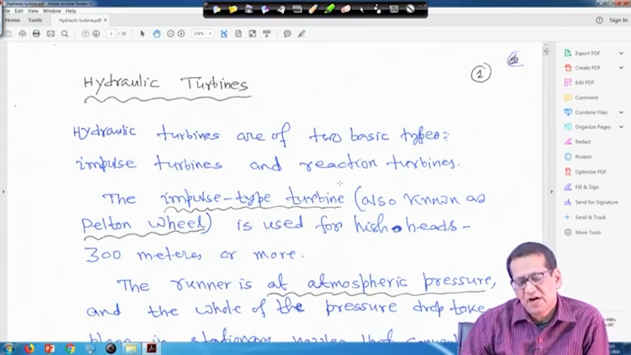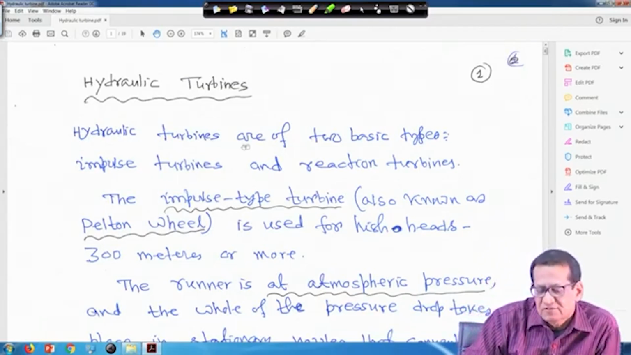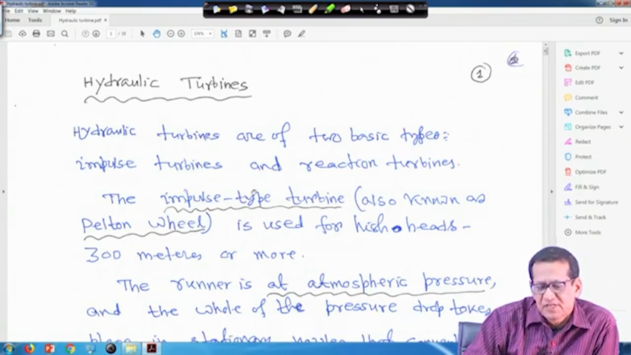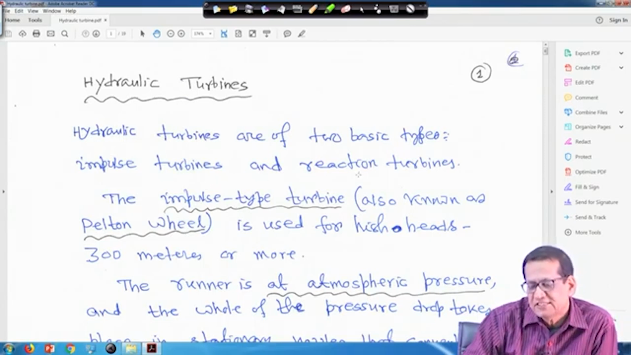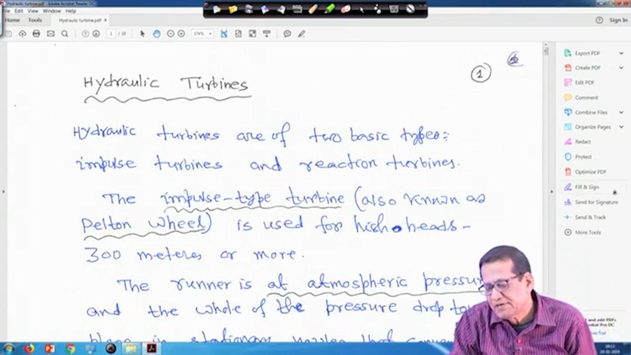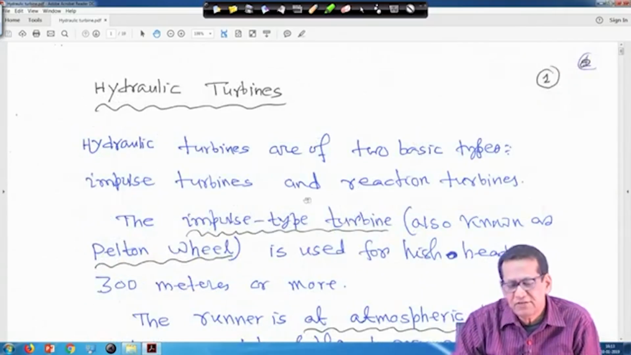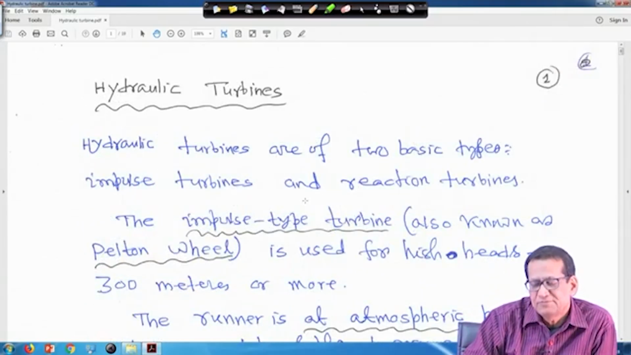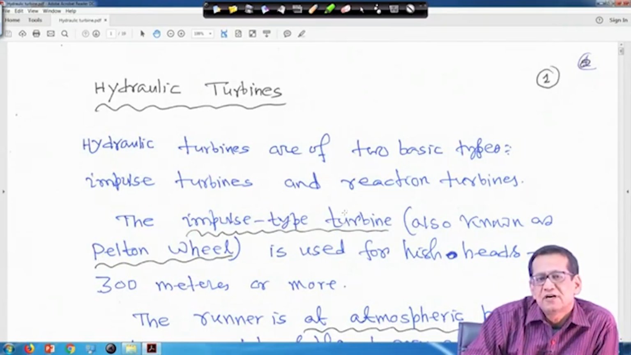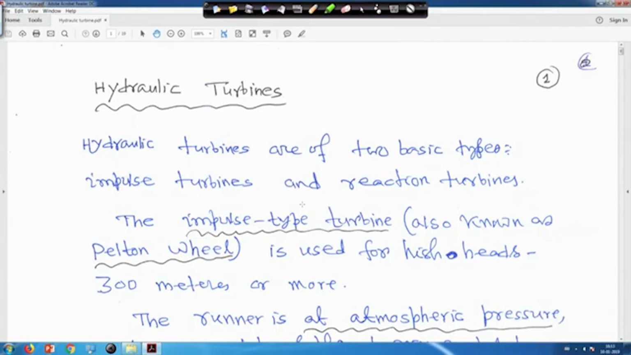Now, hydraulic turbines are of two basic types, the impulse turbines and reaction turbines, but their detail will not be explained here. Only a brief description will be given, because our objective is to find out the classical hydro turbine model.